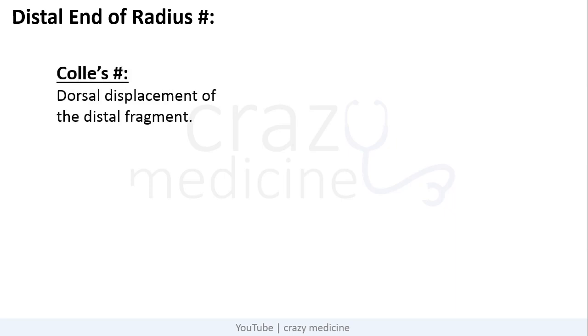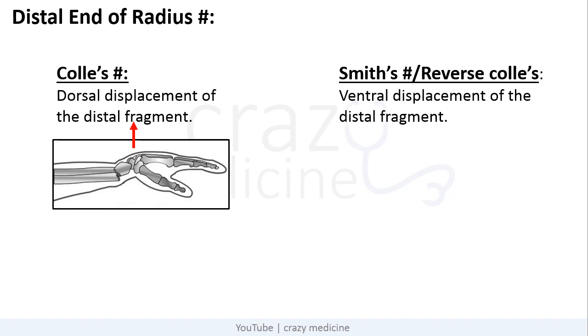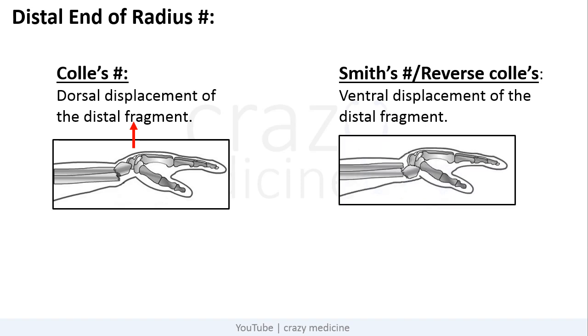The next and very important topic is fractures of the distal end of the radius. First thing to learn is Colles fracture. It is a distal end of radius fracture with dorsal displacement of the distal fragment. And Smith's fracture, which is also known as reverse Colles fracture. It is also a distal end of radius fracture, but there is ventral displacement of the distal fragment.